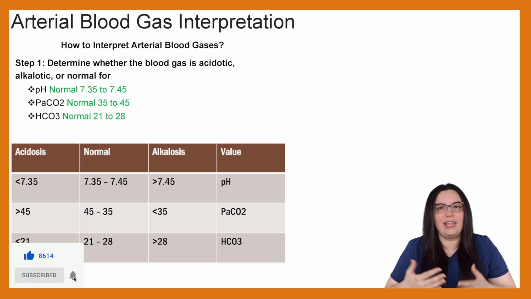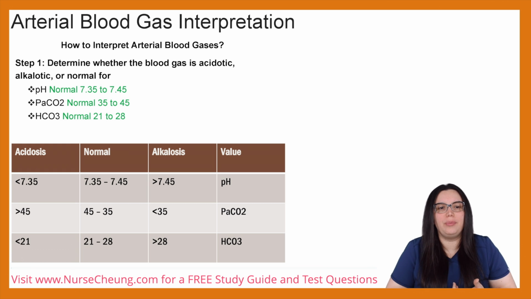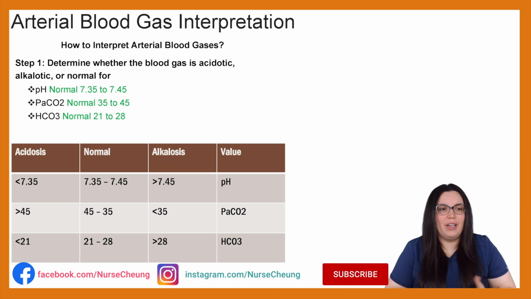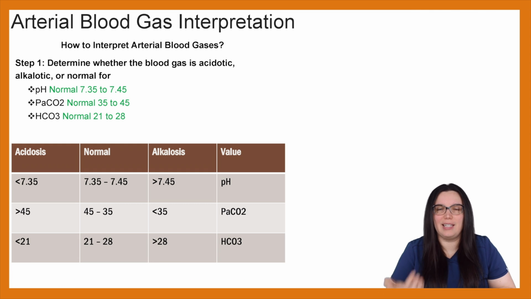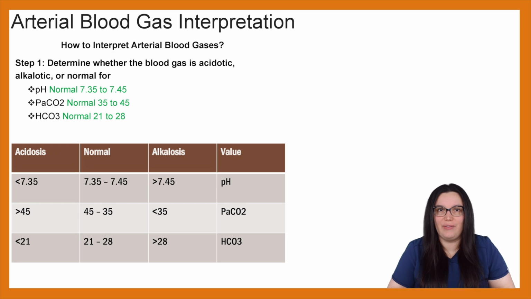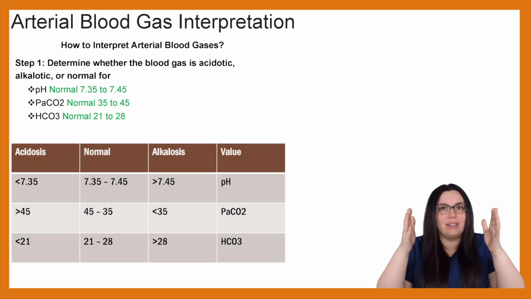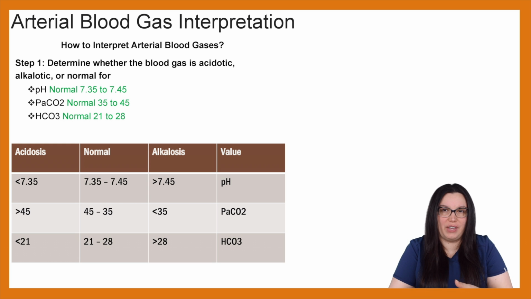Well, there really is a three-step system. So step one, you're going to determine whether the blood gas is acidic, alkalotic, or neutral. The normal pH is between 7.35 to 7.45. A normal PaCO2 is between 35 to 45, and a normal HCO3, which is our bicarb, is 21 to 28. So we base specifically if it's acidotic or alkalotic or neutral based on those values.